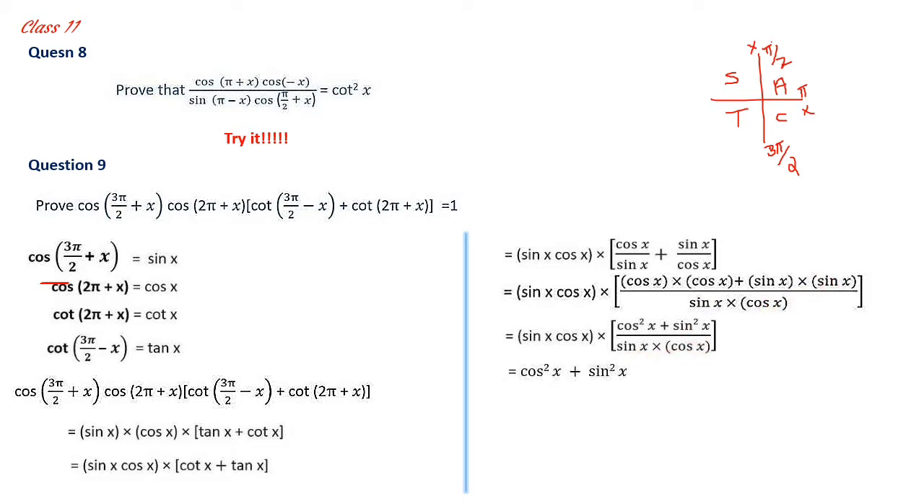Then here we have cos square x plus sin square x. The common denominator sin x cos x we have cancelled. And then cos square x plus sin square x, directly we can write the answer as 1, because it is the identity. So that is our right hand side. So we can say hence proved.